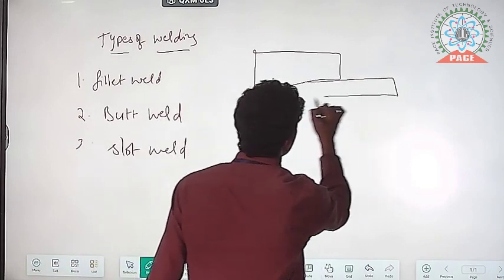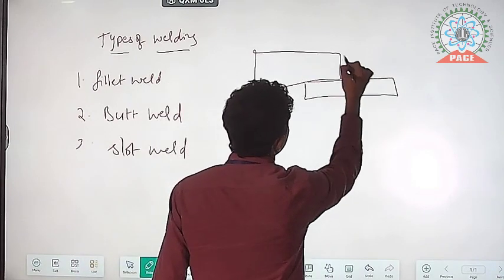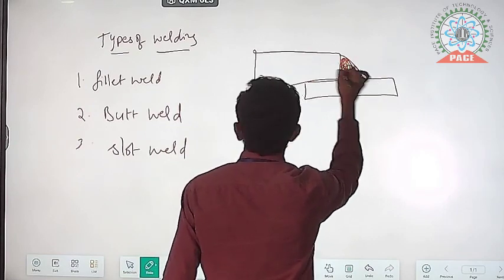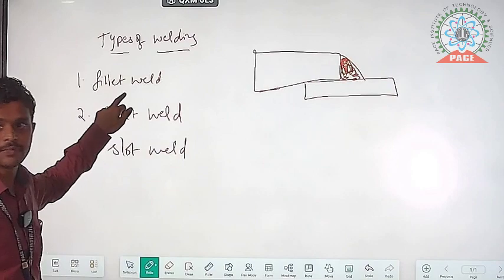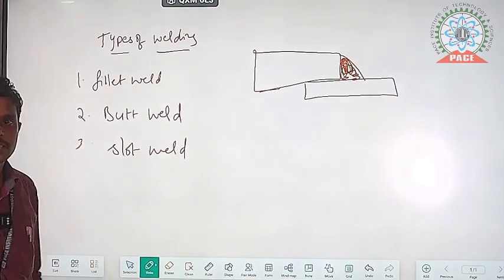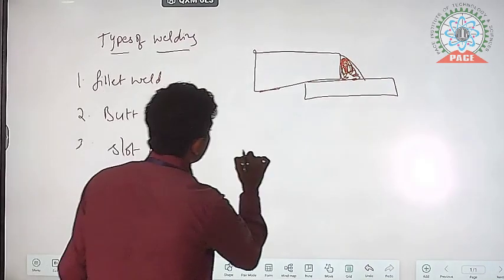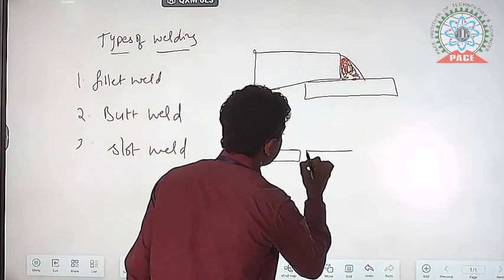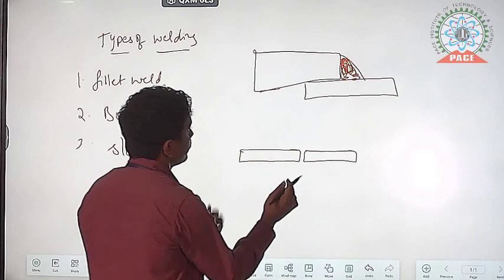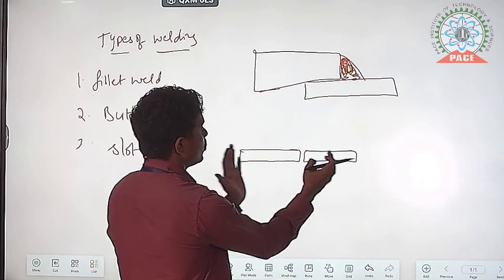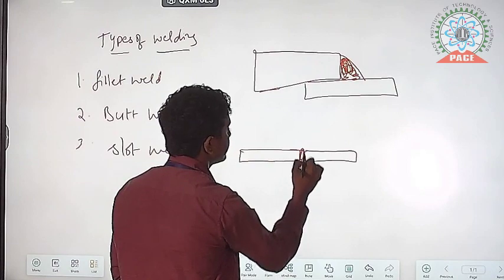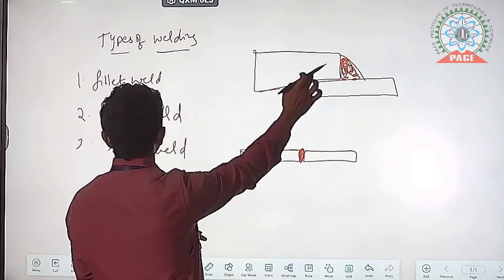And the next one, butt weld. Butt weld means this is one structural element, and the second one is also a structural element. We have to join these two structural elements by using welding like that. But in the fillet weld, what you have to do is overlap, then do the welding. But in the butt weld, keep them side by side, then make the welding.